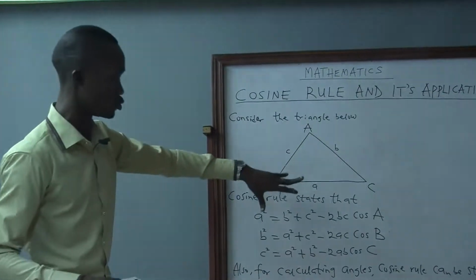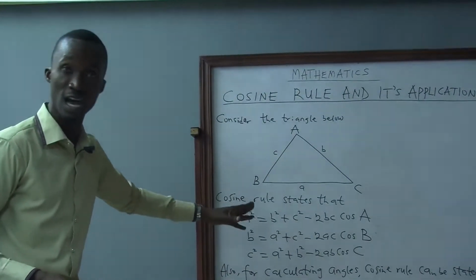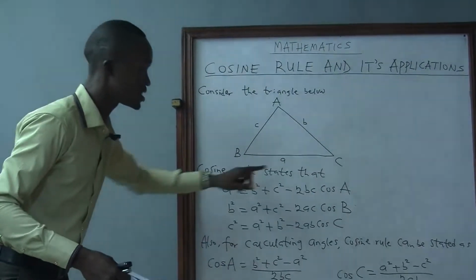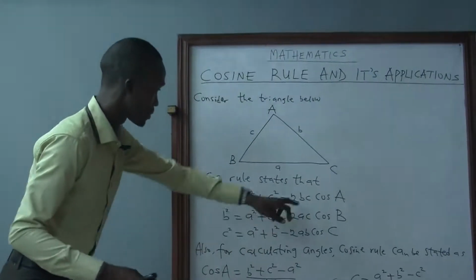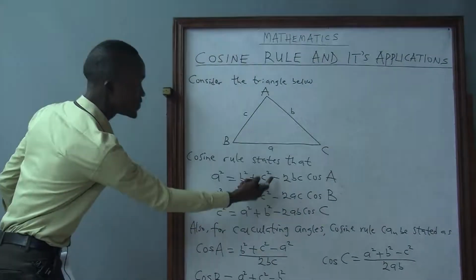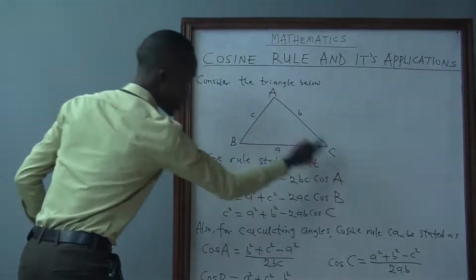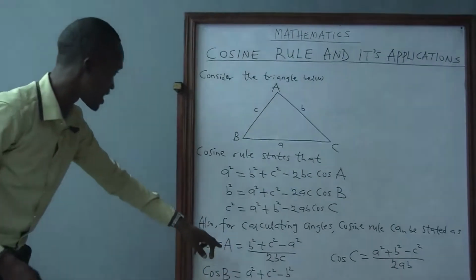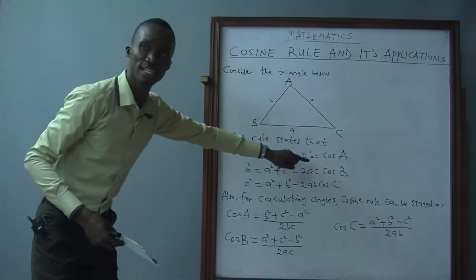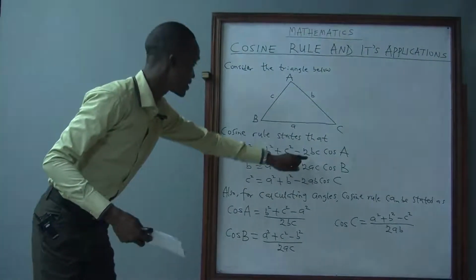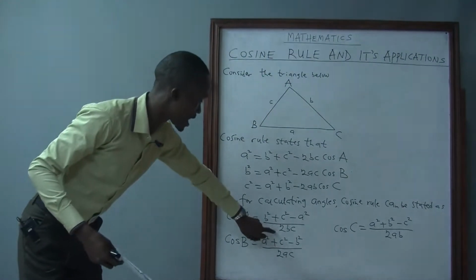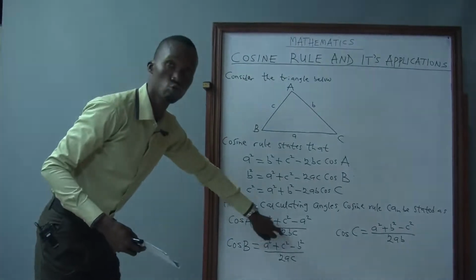Also, this formula can be used for calculating angles, and we are able to derive these 3 from this formula. From the first one, if you want to make cos A the subject of the formula, we have to move this to the other side, then 2BC cos A will come in. Then we have that as cos A is equal to b square plus c square, by bringing a square in, that will be minus a square, divided by 2BC, which is the coefficient of cos A that we are having. And that's why we have our denominator to be 2BC.